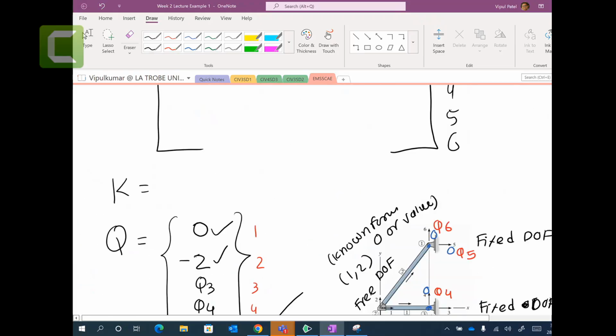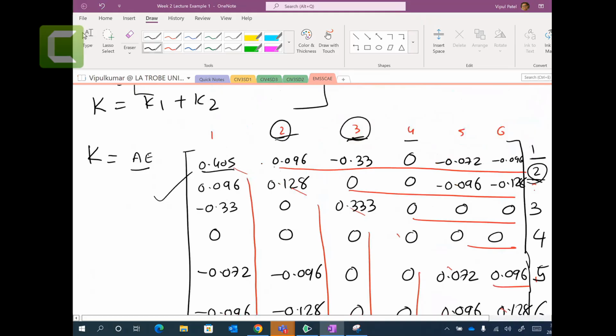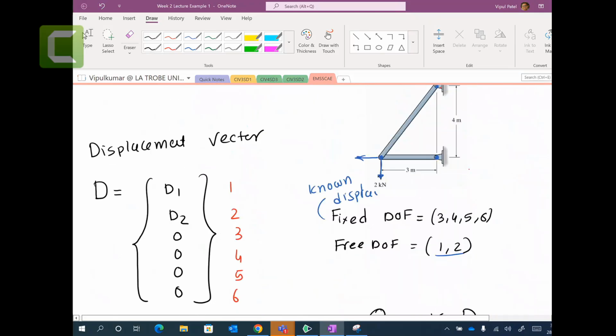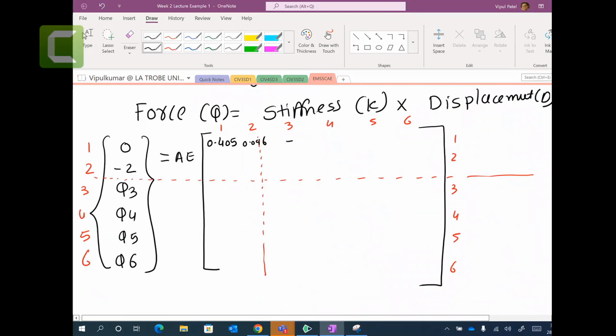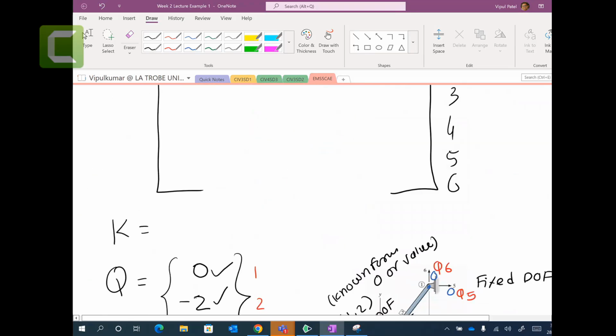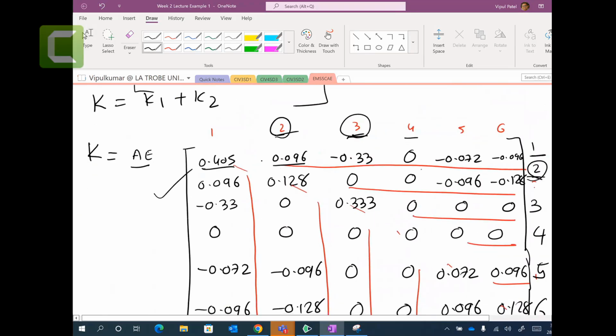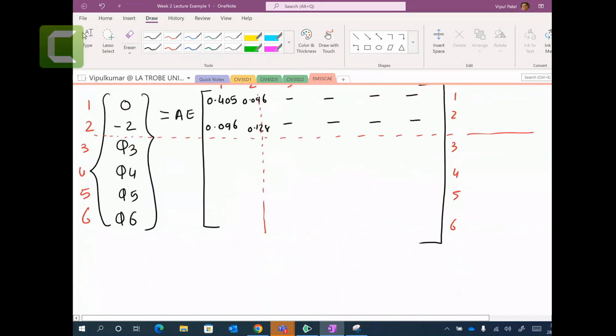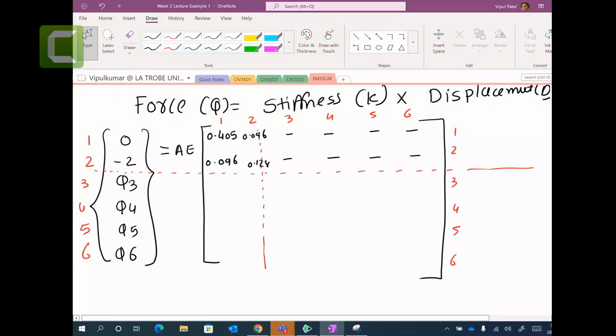Where it's coming from? Last week we did this, if you remember that. Now I'm not putting any value here, and I will tell you why. I'm not copying it, and then you are more than happy to do it in your assignment. And 0.096 and 0.128, those values are here. You can see this. Minus 0.33, 0. These values are here. I'm not putting those values there, and I put those values here.